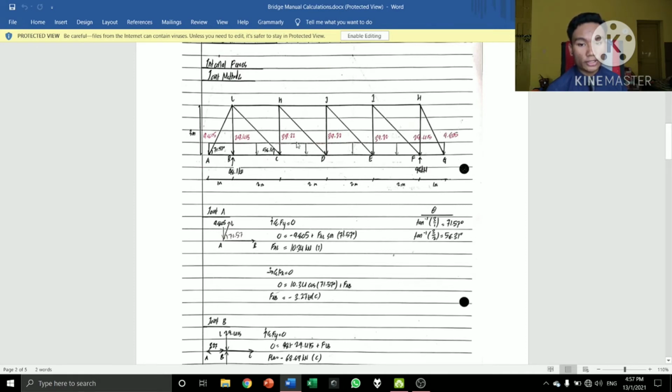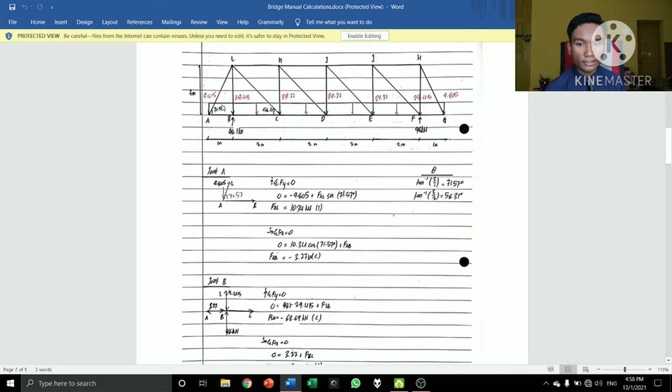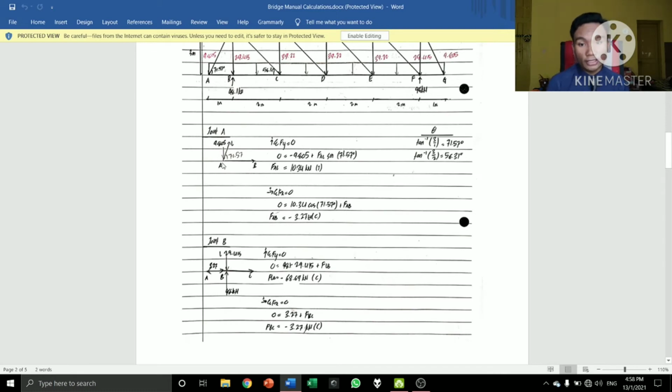First, we need to convert the UDL to point loads by using the bending moment and shear force diagram. So we got these values right here. Then we try to find the angle from these two trusses and also this truss right here. So let's start at joint A. In order to find the forces inside this joint, we need to apply a similar method as we did before, which is the equation of equilibrium. Only this time we don't apply the total moment, only Fy and Fx.